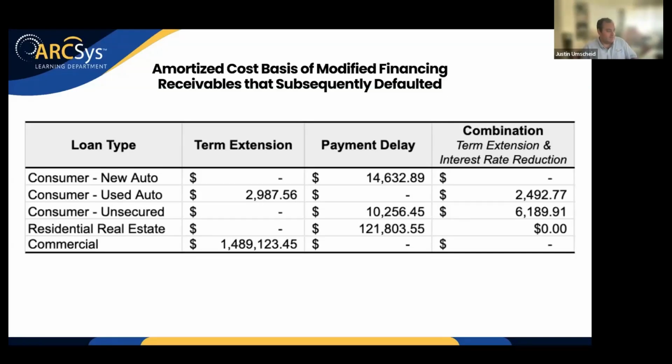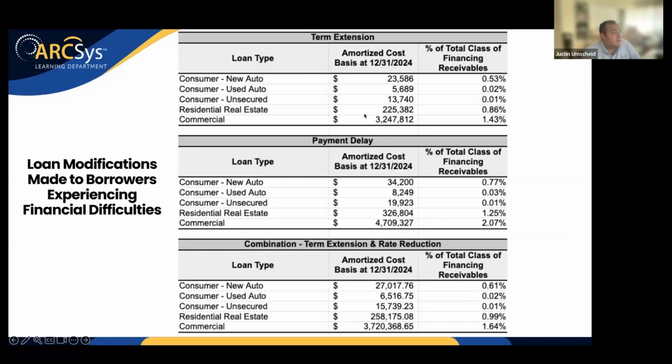Now, like I was bringing up earlier, and I'm going to go back to the first disclosure real quick, if we can get codes loaded into our system that specify the type of modification, we can automate this report. We have all the data. Really, all we need to know here is the amortized cost basis of the loan at year end. We have that information. We need to know what the modification type is.